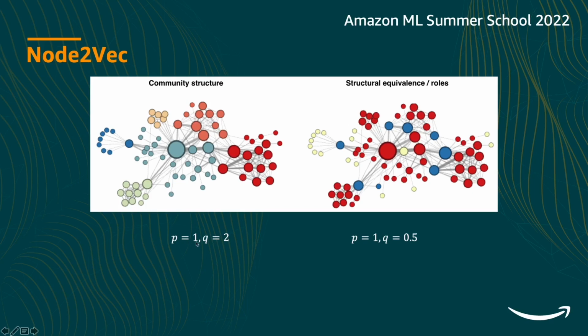So if we see here, if we take the value of P less than the value of Q, it tries to find the local structure in this graph. So nodes which are closer to each other are assigned to the same cluster. But then if we take the value of P greater than the value of Q, it tries to find a global structure.